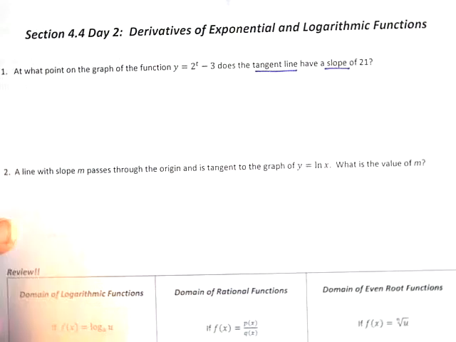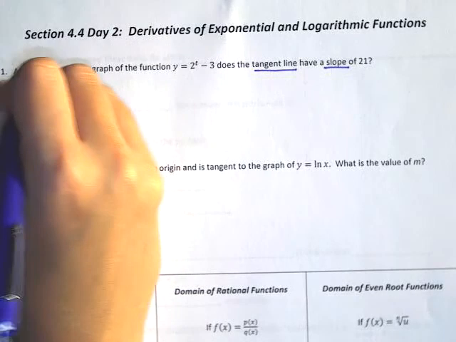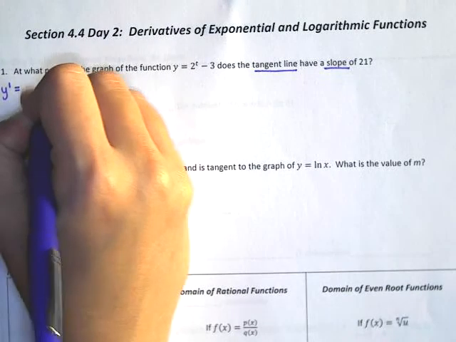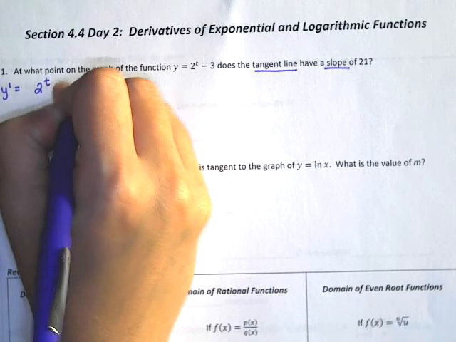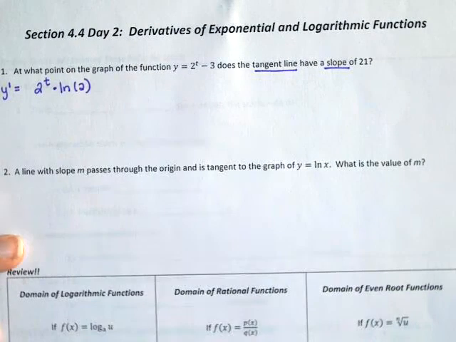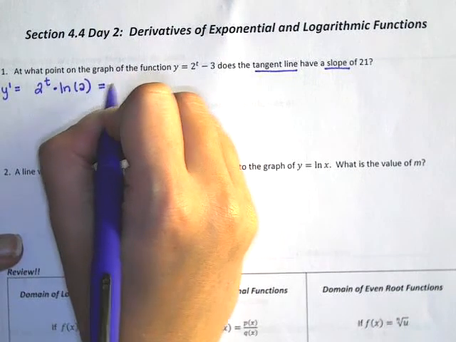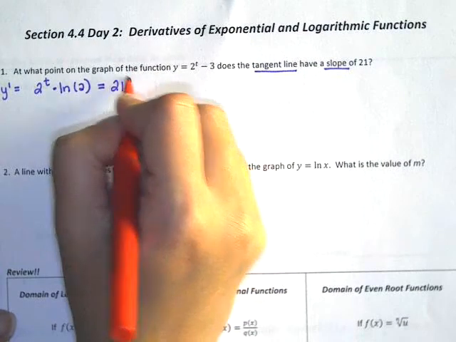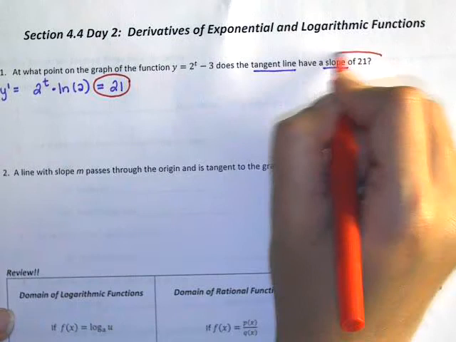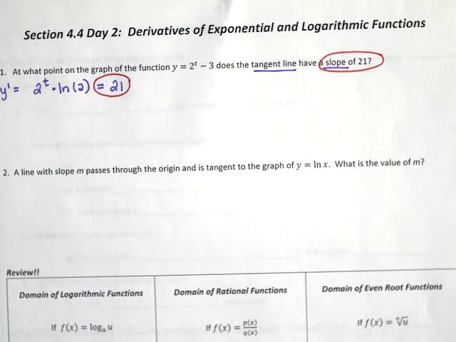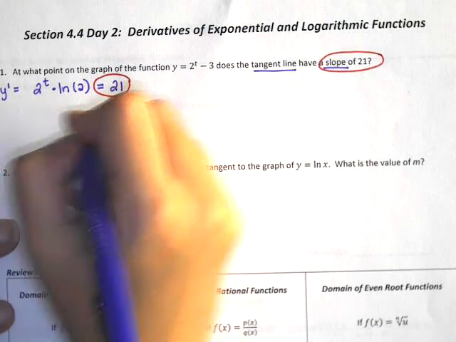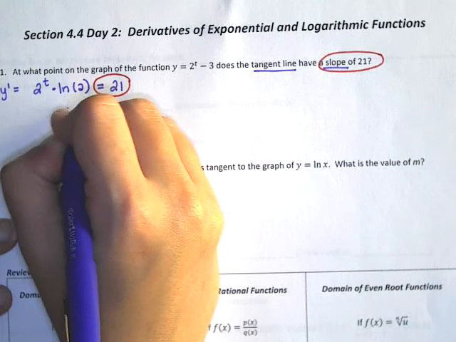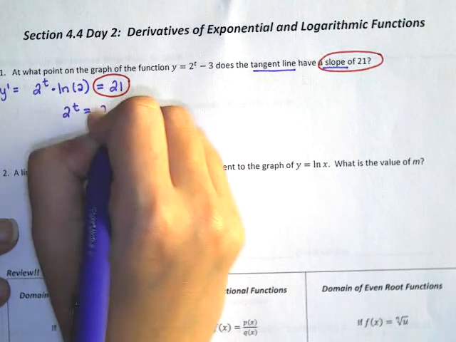Tangent line immediately tells me I better take a derivative here. The derivative would be 2 to the t power times the natural log of 2. I want to know where the slope is equal to 21. So I'm setting this equation equal to 21 because I want to know where the slope is 21. Then I'm going to solve this. So I would divide by the natural log of 2.